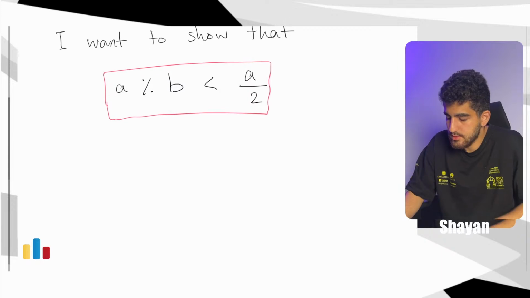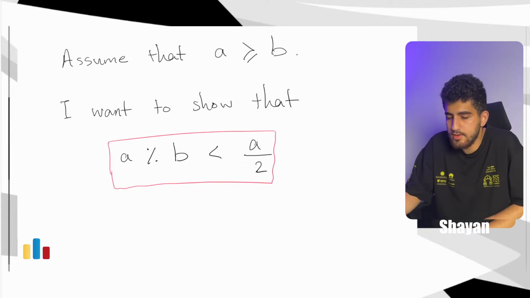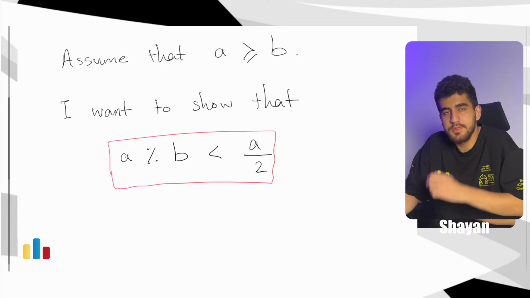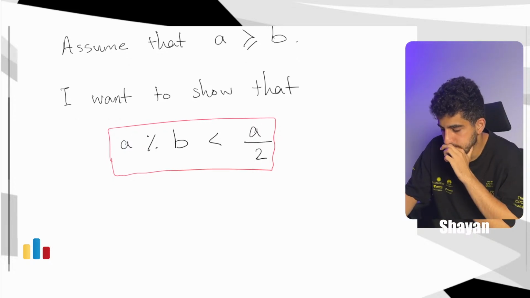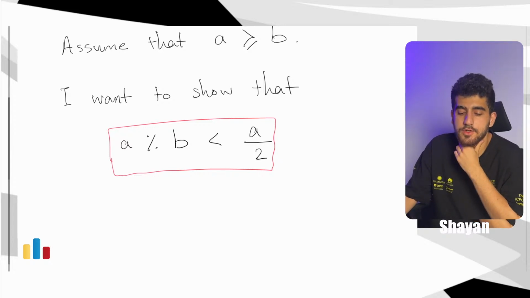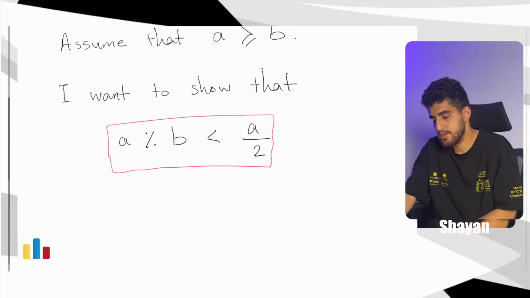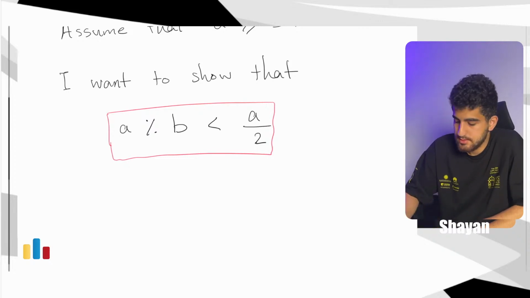So the point is that we want to show that if A is greater than or equal to B, A modulo B is going to be at most A half. It's going to be less than A half. Why is that true? Why does it work? In order to show this, we have two cases.